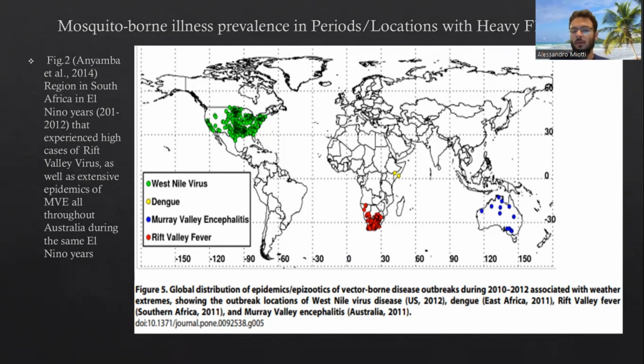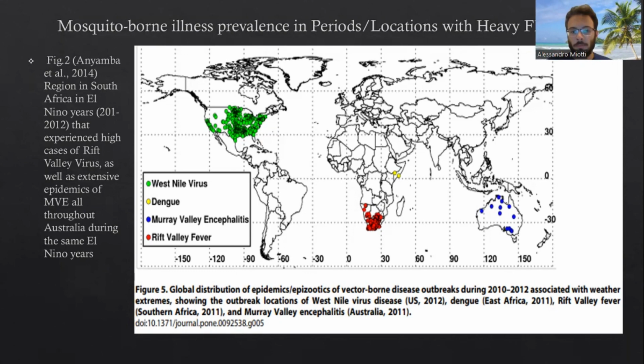And the same thing was done with Australia, and they found Murray Valley encephalitis was huge during these El Nino years due to the increase of vegetation and this pooling of water. So these areas that experience flooding are actually seen to have much higher numbers of mosquito-borne illness prevalence compared to other areas throughout the world. And in red here is Rift Valley fever, and in blue here is Murray Valley encephalitis.